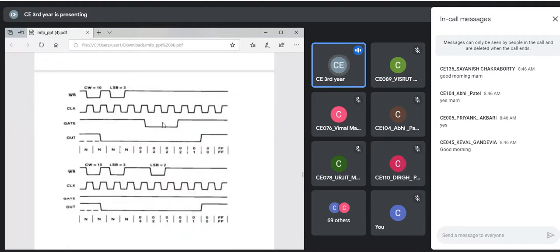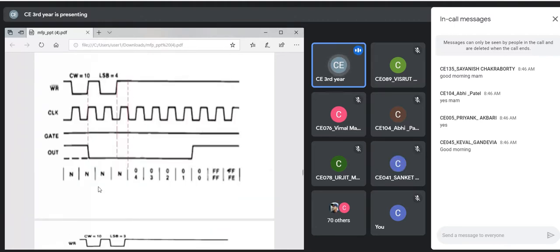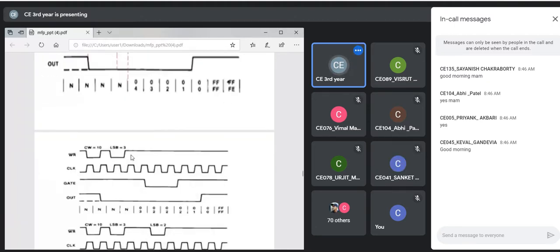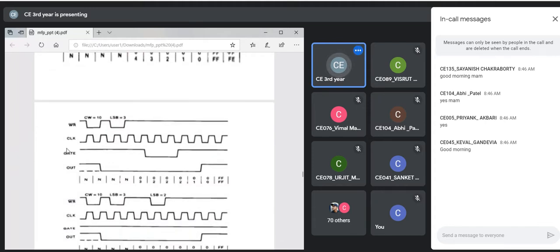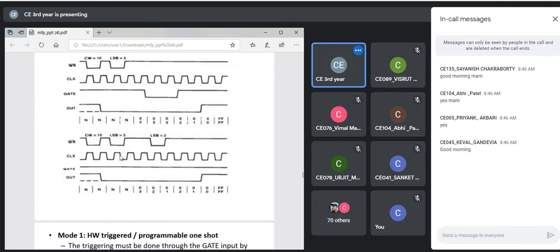What was this? If your gate signal is low, then your count is retained. This we have also discussed. This was needed because I have to go from this to mode 1. This is the same one. Gate signal goes low, then the count is retained. Your gate must be high to continue with the countdown.